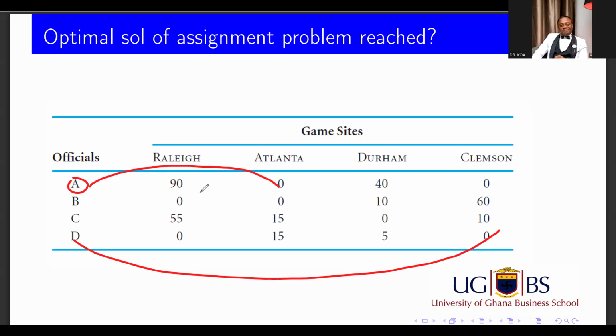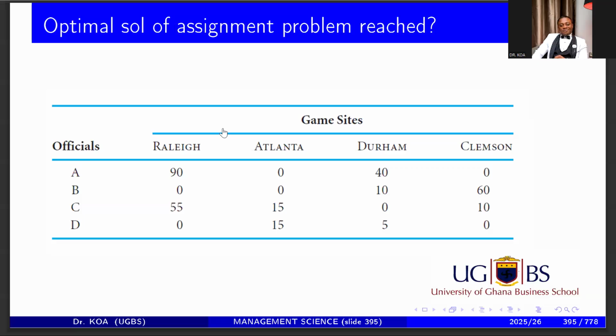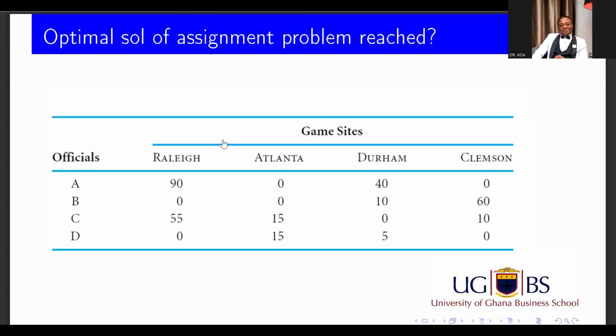Let's take the one with the highest, what do you call it? The one with the highest distances so far. Let's take the one with the highest distances, and then you get a point. We have. So you have all of these game sites. You are going to assign to those that have got a zero distance.